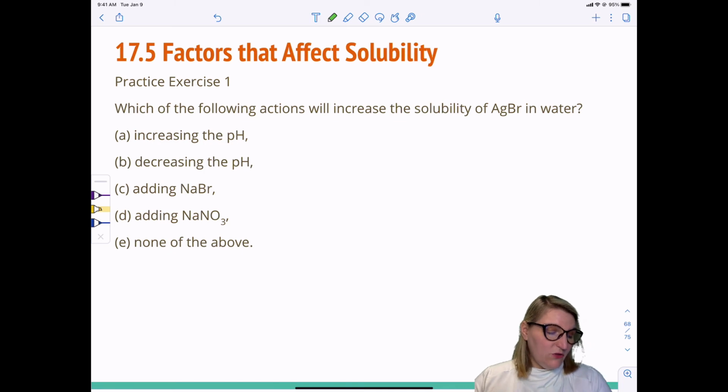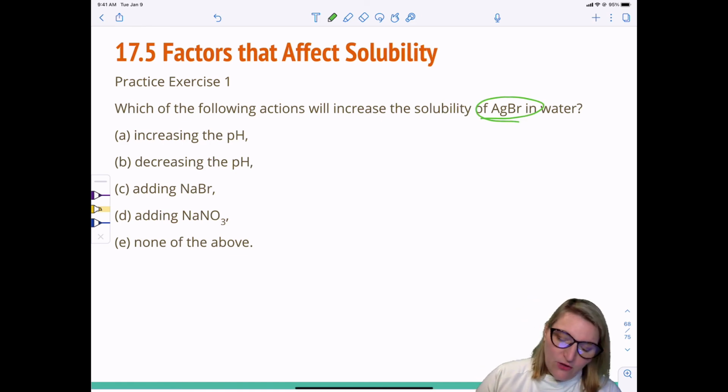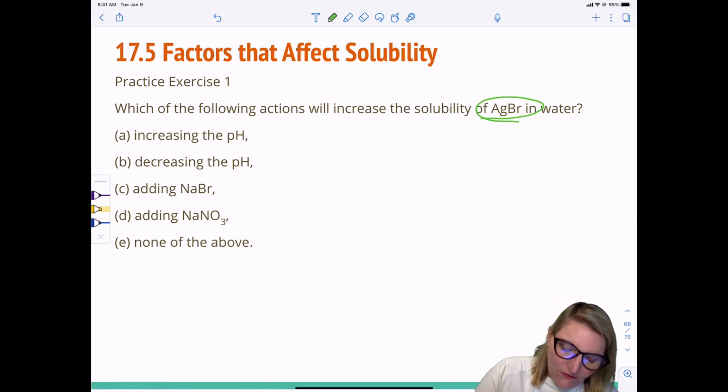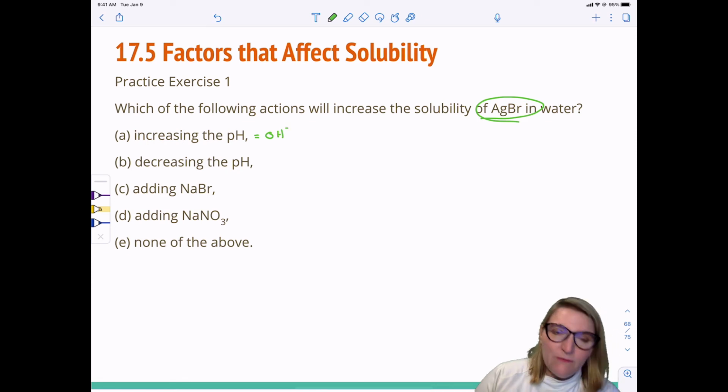Second practice exercise here is which of the following actions will increase the solubility of AgBr in water? So you've got to think about what might react. Increasing the pH. If this means increasing the pH, what does that really mean? That means adding some OH-. So what would happen? Well, what's the positive ion? Ag+.